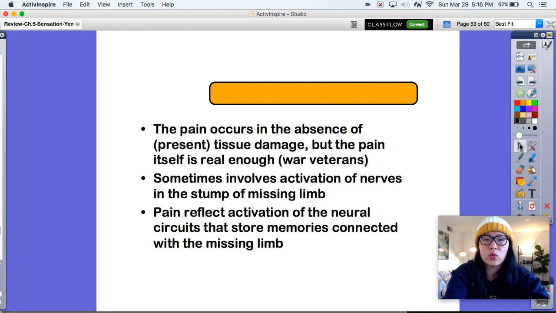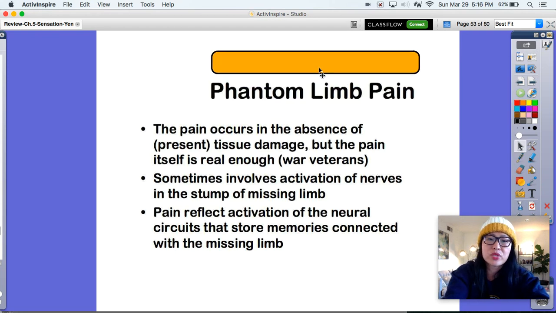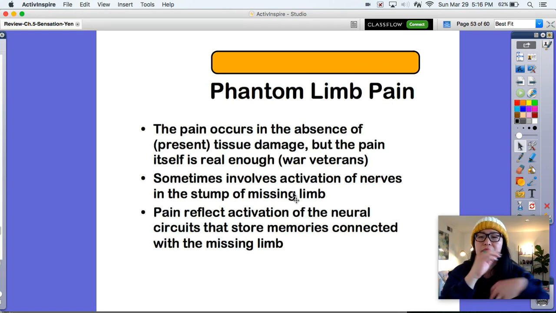Alrighty, this is the one where we feel pain in the absence of an actual limb. This is called phantom limb pain. It basically means that whenever you lose a limb, even though maybe my hand isn't present, I still might feel itchy in my palms, or they feel sore even though my hand's actually missing. So it's called phantom limb pain.